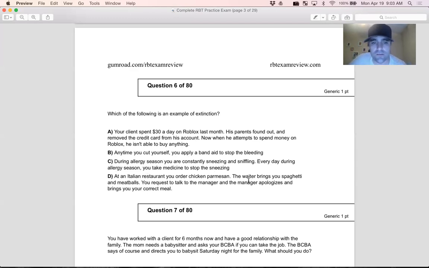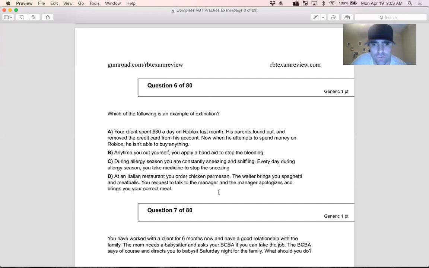During allergy season, you are constantly sneezing and sniffling. Every day during allergy season, you take medicine to stop the sneezing. Okay, same idea here, right? You're not putting anything on extinction, okay? You're adding this medicine to stop your sneezing, right? So nothing's going on extinction. You're not removing any reinforcement.